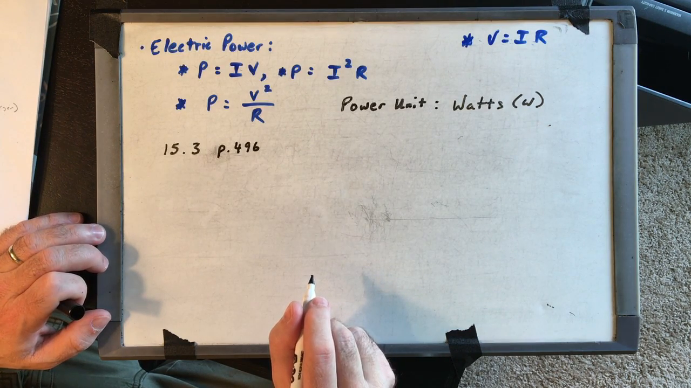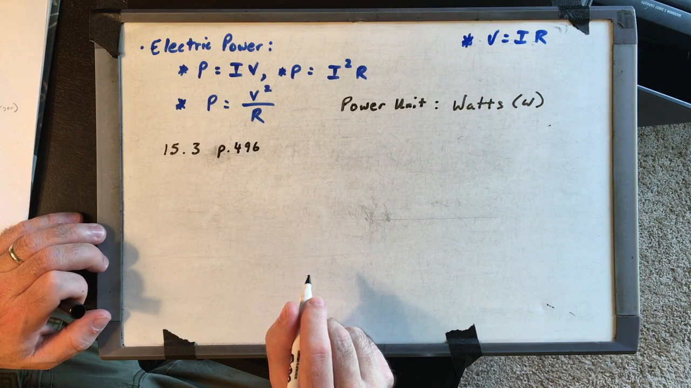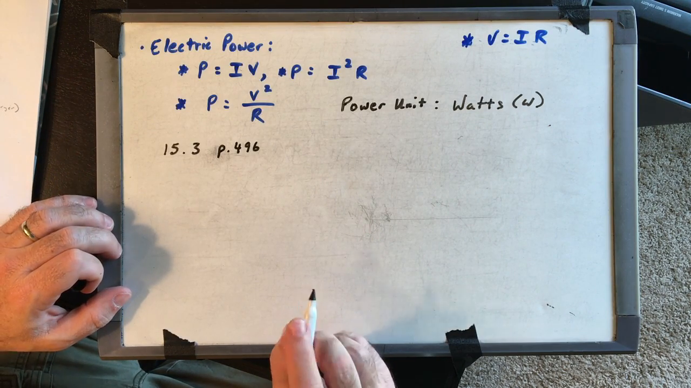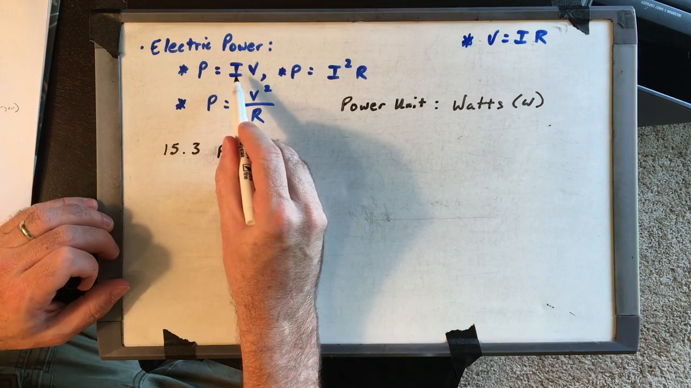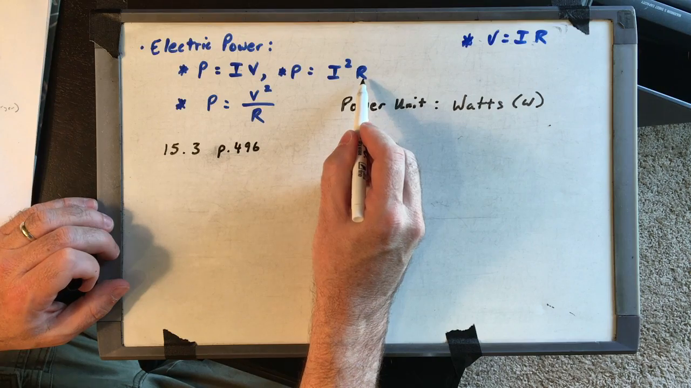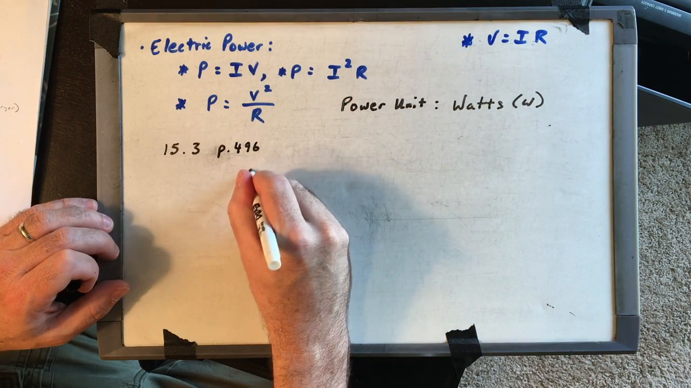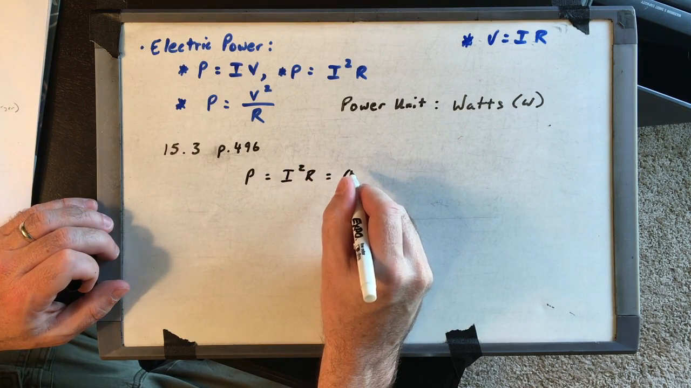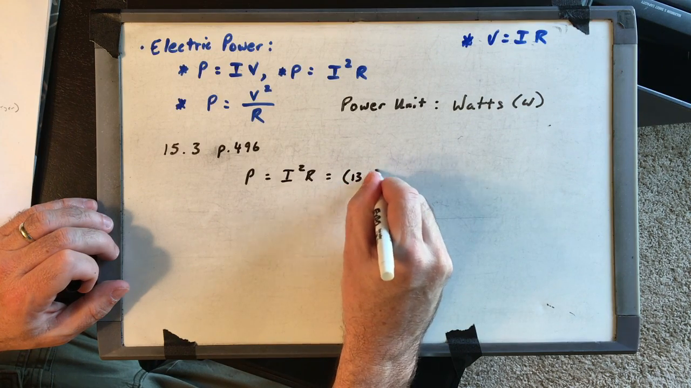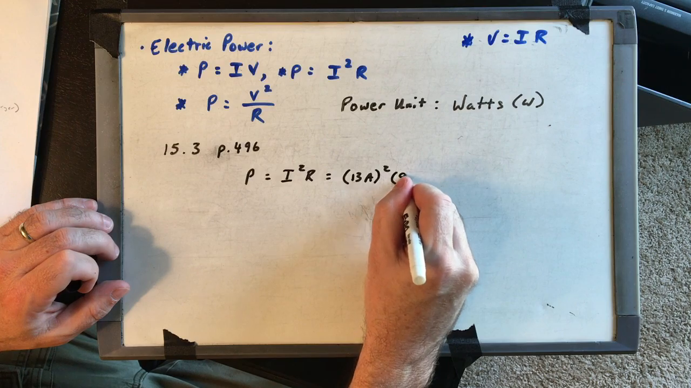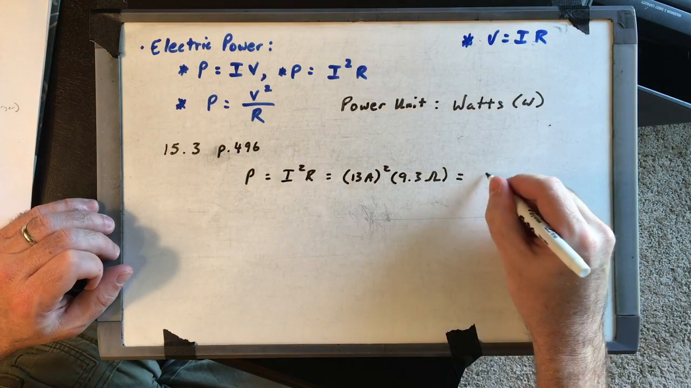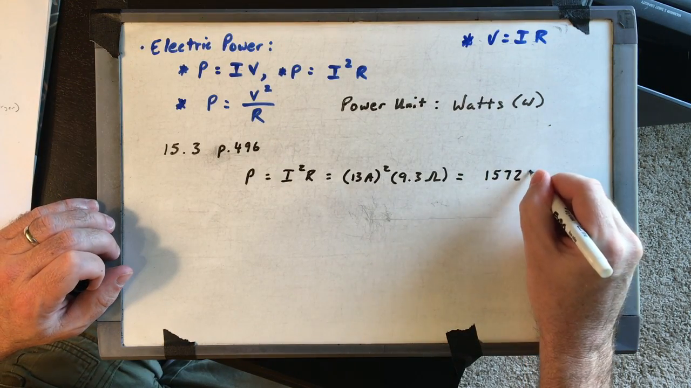Okay, it says a heater is rated to draw 13 amps and has a resistance of 9.3 ohms. Assuming 100% efficiency, how many watts of power does it produce? All right, so we're given the current, I. We're given the resistance, R. So power, we'd probably want to use this second equation. Okay, power is equal to I squared R. So that will be 13 amps squared, resistance 9.3 ohms. Okay, and that is 1,572 watts.